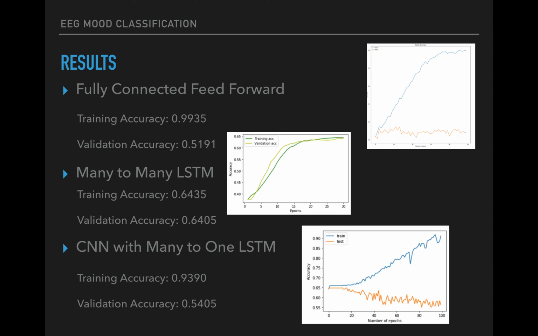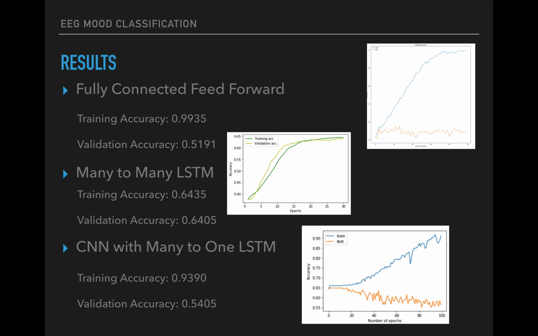The many-to-many LSTM model gave us a training accuracy of 64% and a validation accuracy of 64%. This model was run with our entire dataset, which consists of 66% relaxed and 33% focused. We concluded that this model was also simply guessing relaxed for each classification.